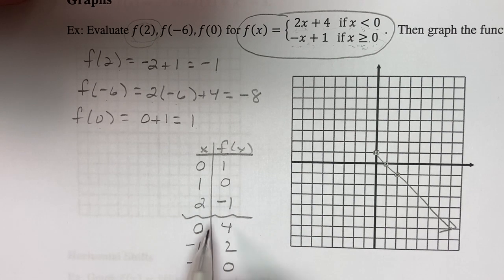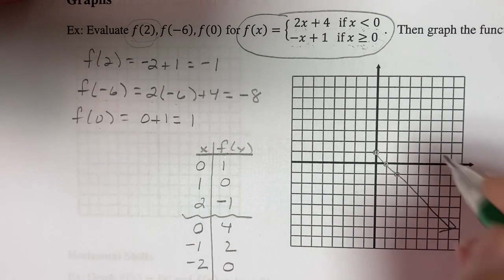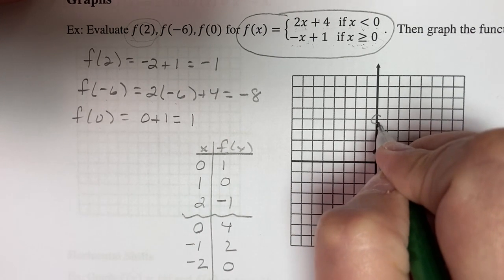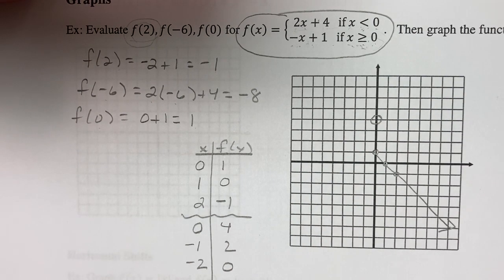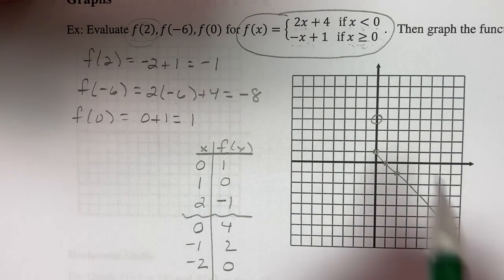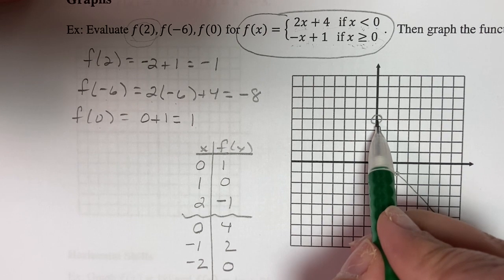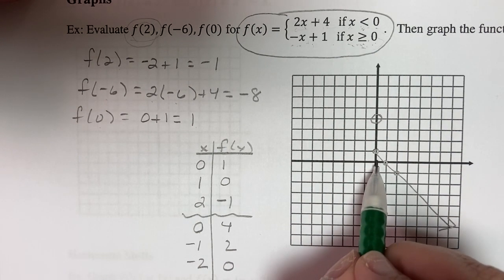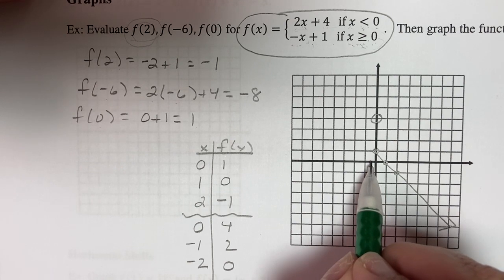Now, we plugged in 0, and it is true. When you plug in 0, you get 4. But the thing is, you're going to put an open dot on that point because you don't want to actually include that point. But don't forget, if it says anything less than 0, it's talking about plugging in negative 0.1, negative 0.2, negative 0.3.